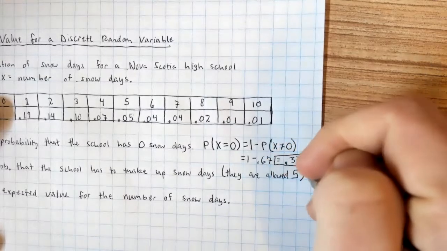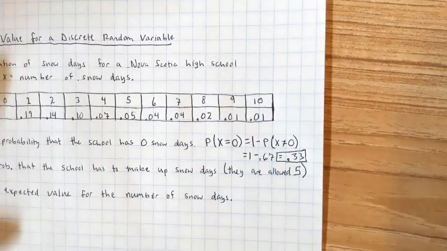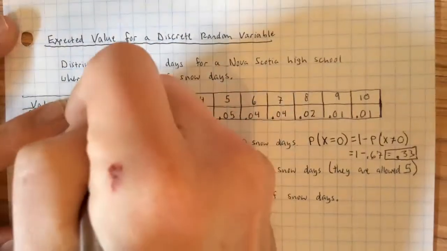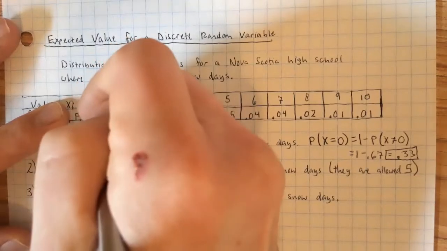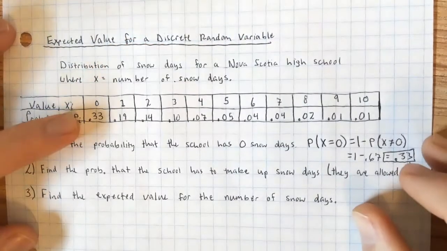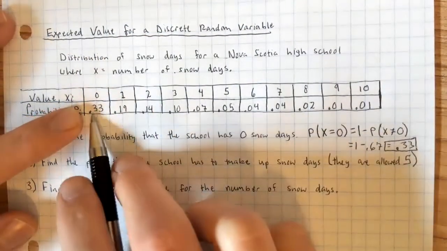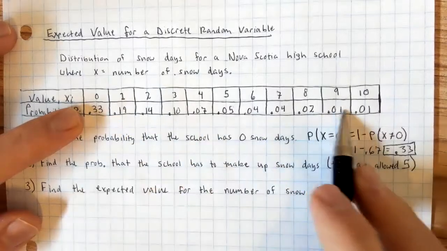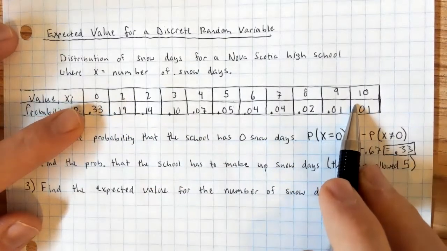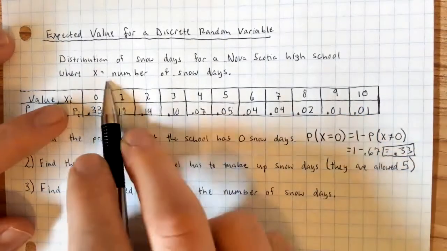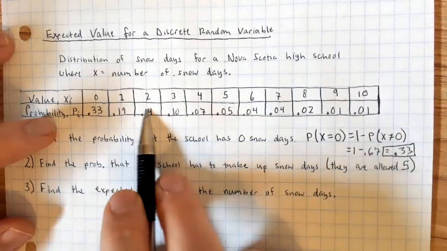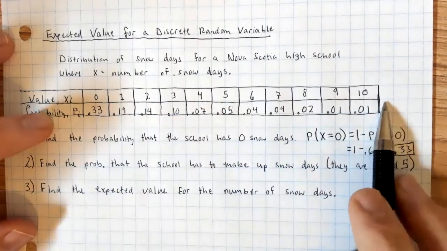So 33% chance of getting 0 snow days. I'll put that in my table up here, 0.33. That should be very similar to what we did in the last section. We looked at a couple with rolling dice, and the same concept applied. You have the events up here, the probabilities down below, and they all have to add up to 1.